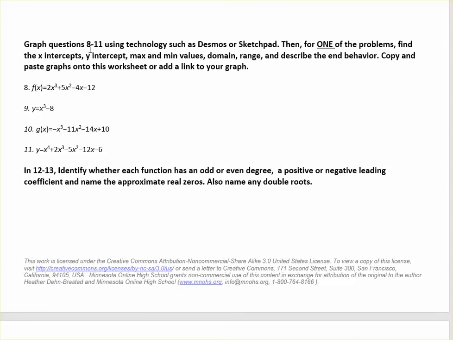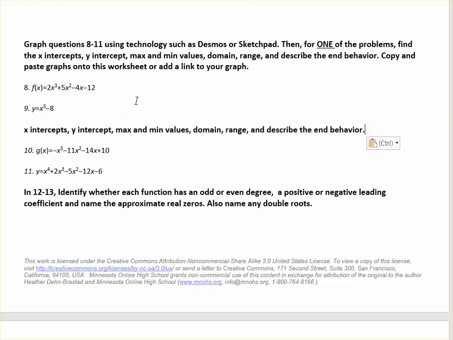All right, these are much easier because we can use Desmos or Sketchpad. For one of the problems, find the x-intercepts, y-intercept, max, min values, and describe the end behavior. So don't forget to do this for one of the problems. Pick your problem to do it with, and paste that in there and find this for each one of them. And then don't forget to paste your graph.